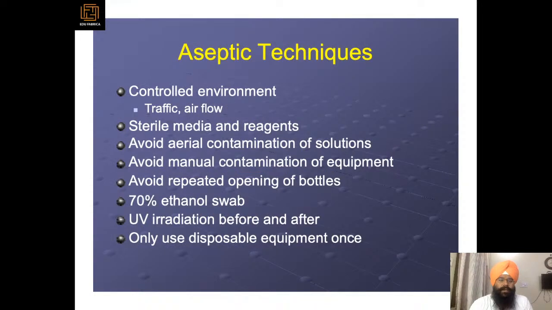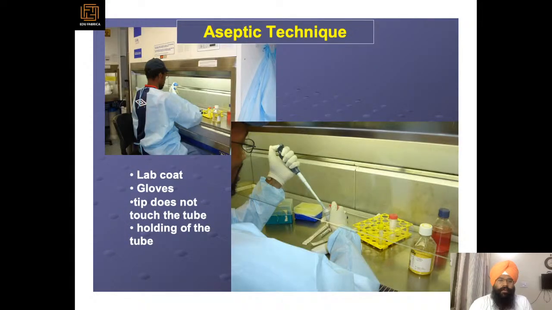So you have to maintain aseptic techniques while you're doing your tissue culture: a controlled environment, sterile media and reagents, avoiding air contamination of solutions and manual contamination of equipment, and avoiding repeated opening of bottles. A 70% ethanol swab has to be used, with UV irradiation before and after, and disposable equipment should be used only once. Aseptic techniques include a lab coat, gloves, the tip not touching the tube, and holding the tube while you're working. All these things have to be maintained while you're doing your work.